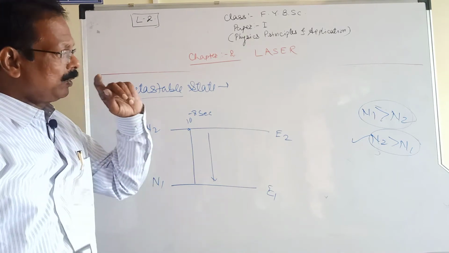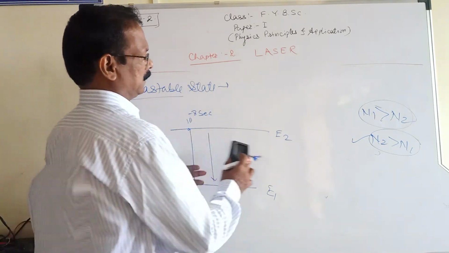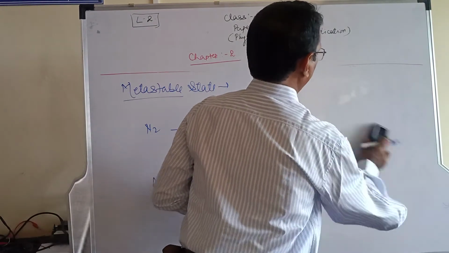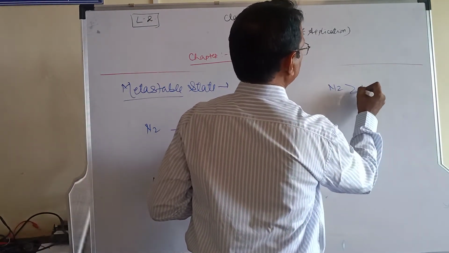Now here, actually we require this population inversion condition. What we require is that N2 should be greater than N1.